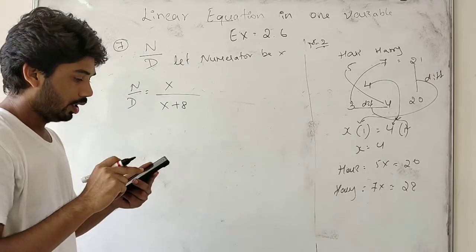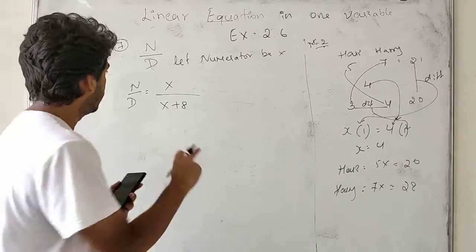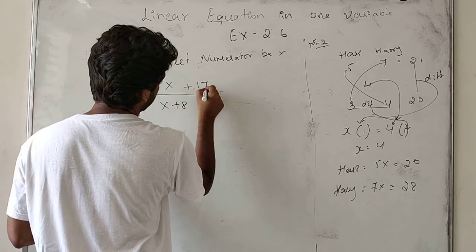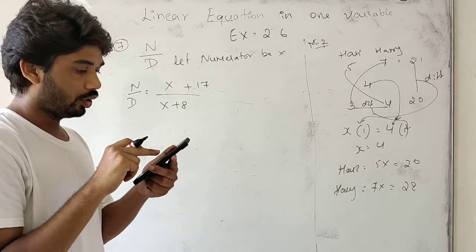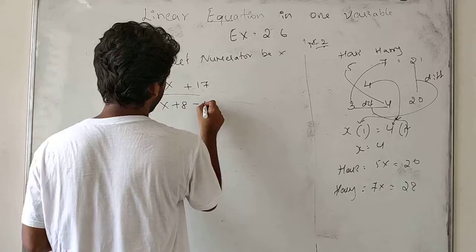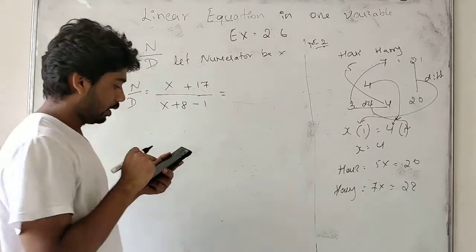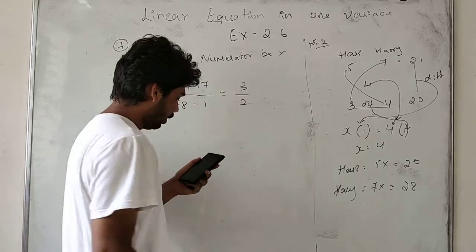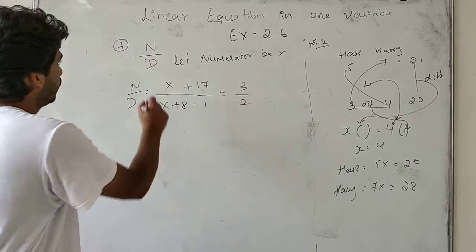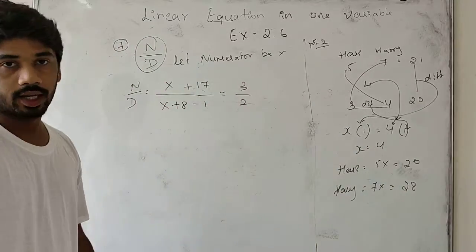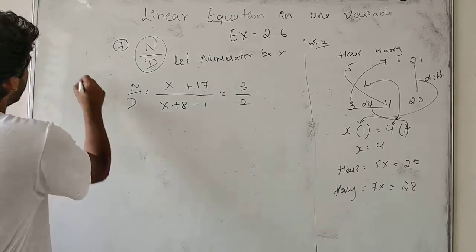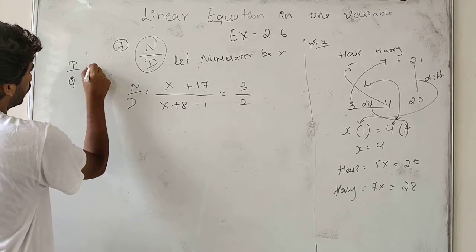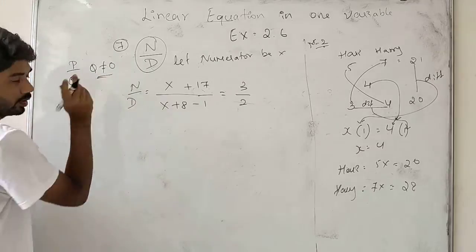If the numerator is increased by 17 and the denominator is decreased by 1, so minus 1, the number obtained is 3 by 2. We have to find the rational number, its numerator and denominator. A rational number is p by q, where q is not equal to 0. This is called a rational number.